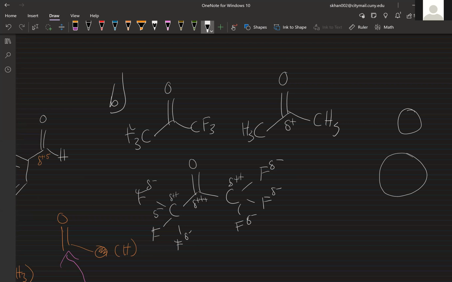Electron withdrawing groups make things electron poor. If something's electron poor, in the case of being an electrophile, it'll be a better electrophile, which means if it's a good electrophile, a nucleophile will be more likely to attack, right? Hopefully that clears that up.